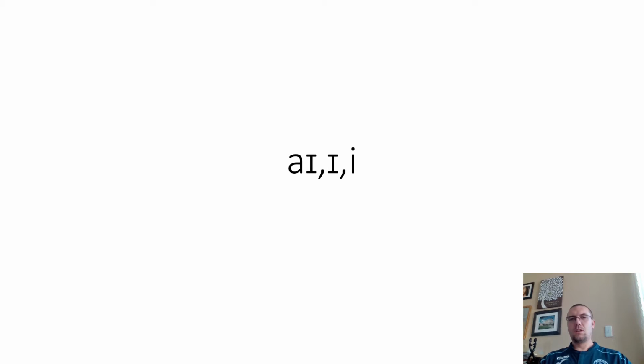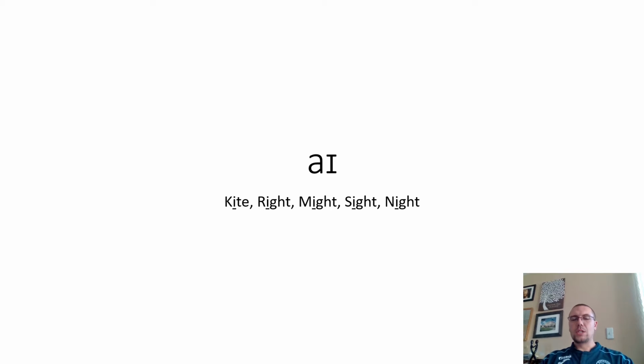Now we're going to talk about the letter I today. I know I've talked about this before, but I is a vowel, and you know how vowels are in English. They typically have more than one sound, and in this case, for the letter I, we have at least three. So the first one is kind of two sounds in one. It's "eye", like in kite, right, might, sight, and night.